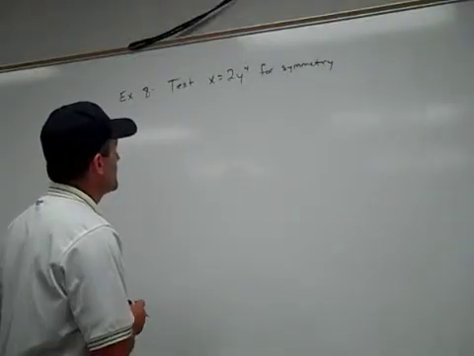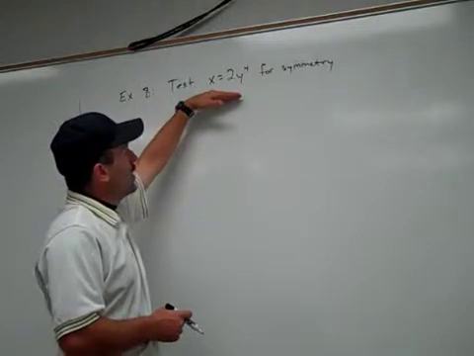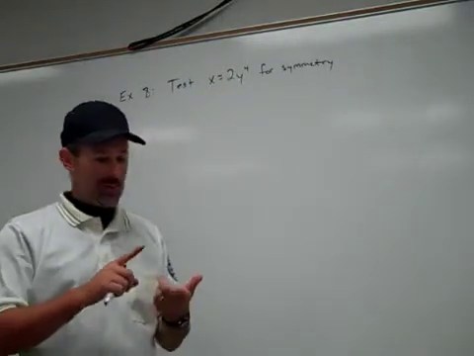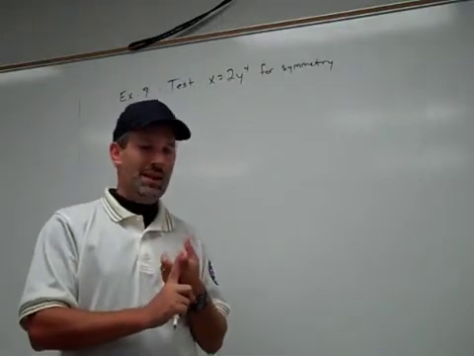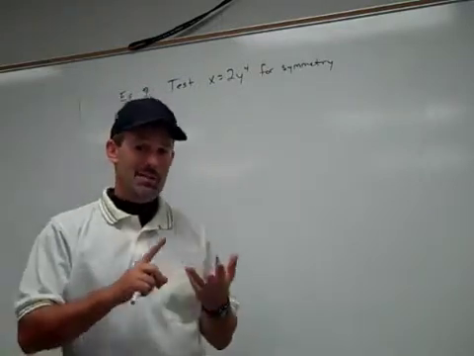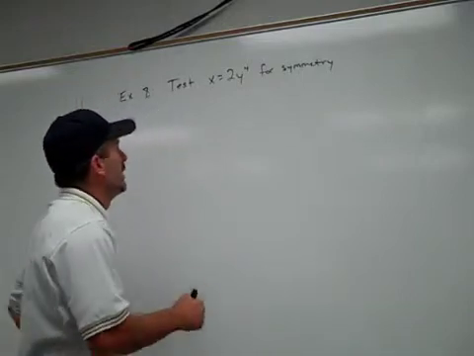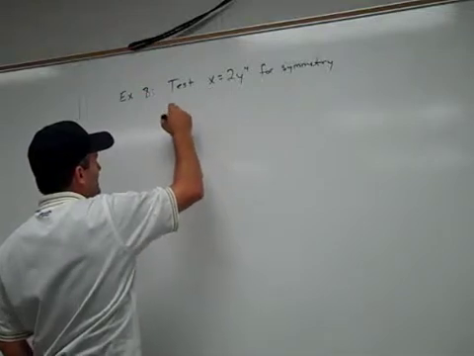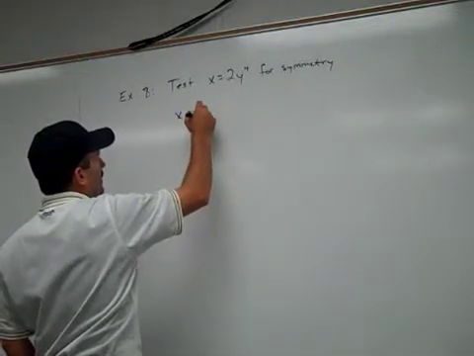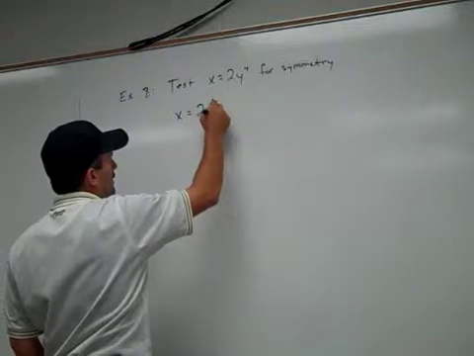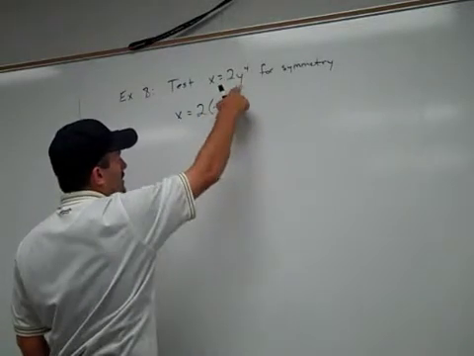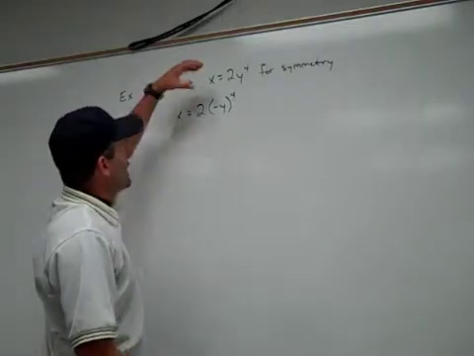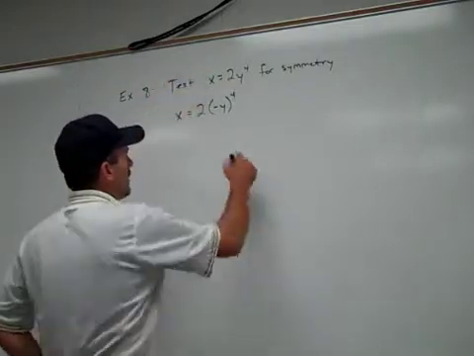In example 8, we're supposed to test this equation, x equals 2y to the 4th power, for symmetry. And remember, there's 3 types of symmetry. We have symmetry with respect to the x-axis, symmetry with respect to the y-axis, and symmetry with respect to the origin. As we look at this, to test for symmetry with respect to the x-axis, we replace the y value with a negative y. So replace y with negative y in the equation, and then we just simplify it to see if this is exactly the same or exactly equivalent to that one.